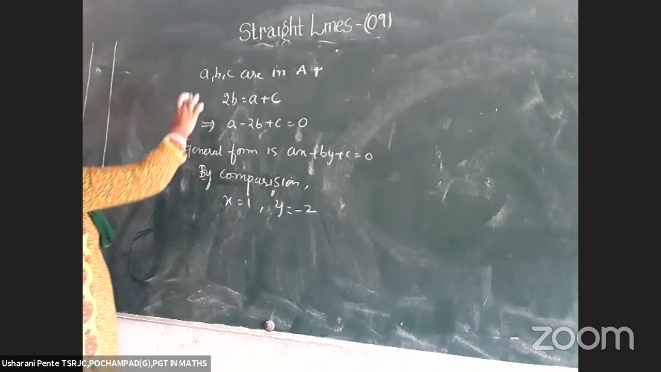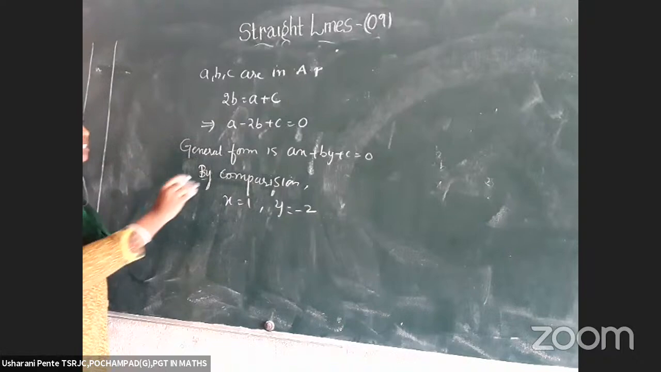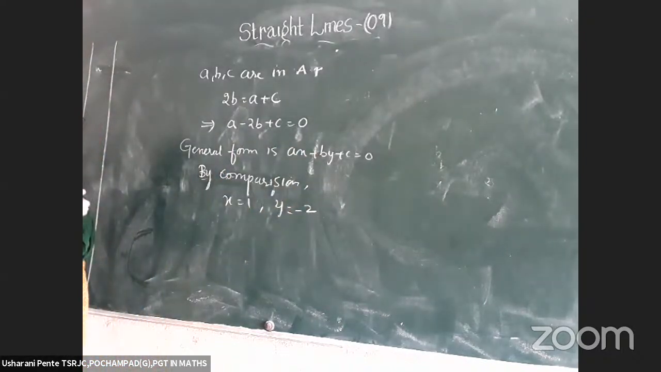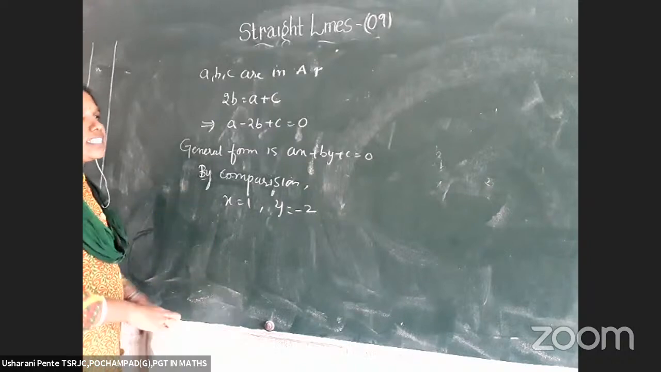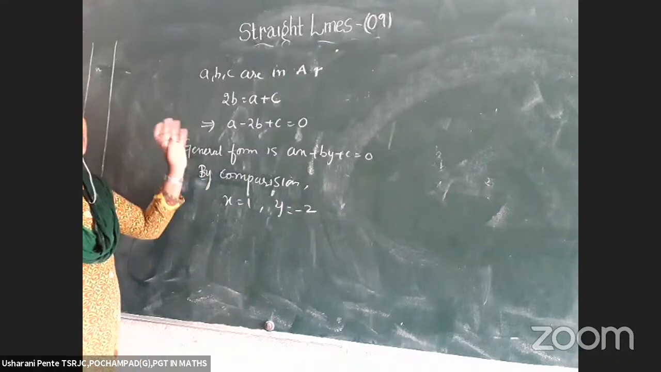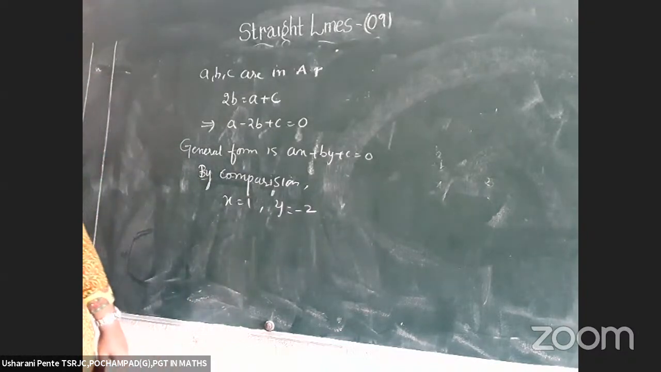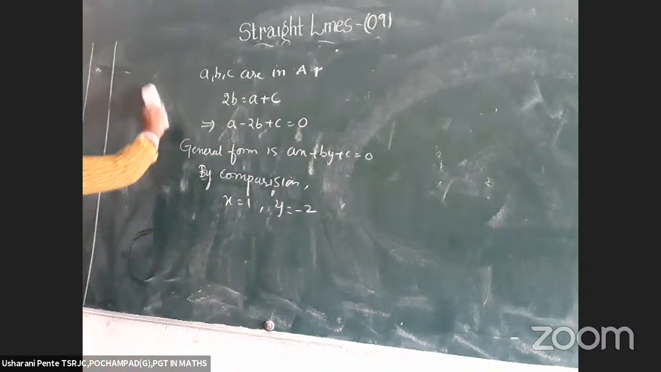Therefore, we can say that the equation passes through 1 comma minus 2, which is a fixed point, and it is a family of concurrent lines. All the lines in this family of concurrent lines pass through the fixed point 1 comma minus 2. A similar kind of problem you have in your exercise also.